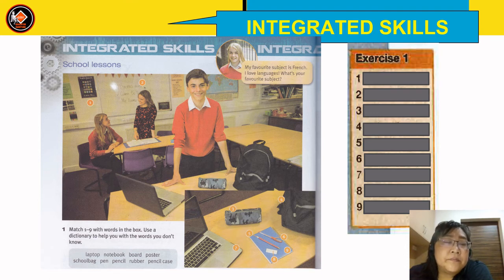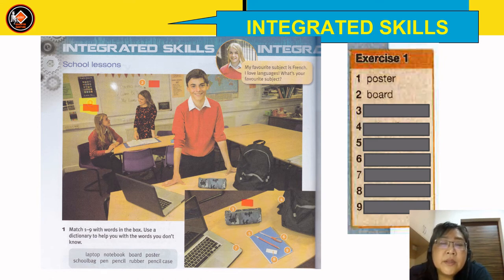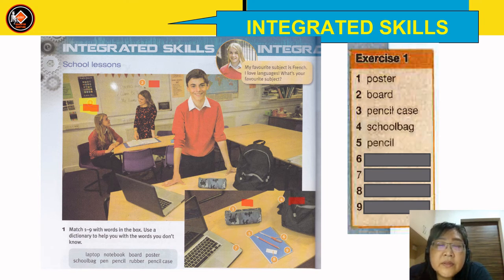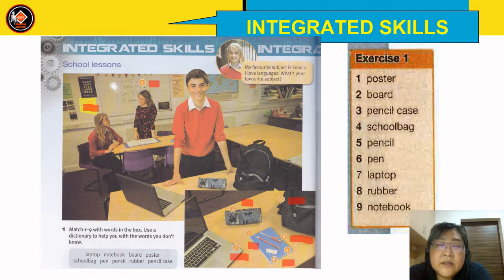So number 1, this is number 1. So number 1 is poster. Number 2 is board. Then the next one we have number 3. Number 3 is a pencil case. What's number 4? Number 4 is a school bag. We have number 5. Number 5 is a pencil. Number 6 is a pen. Then we have number 7. Number 7 is a laptop. And number 8 is a rubber. And number 9 is a notebook.